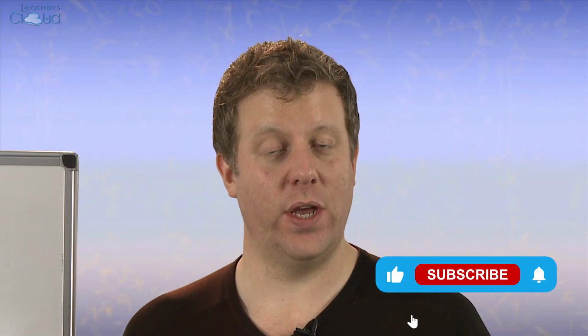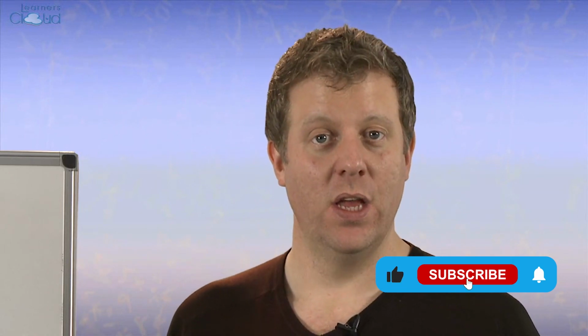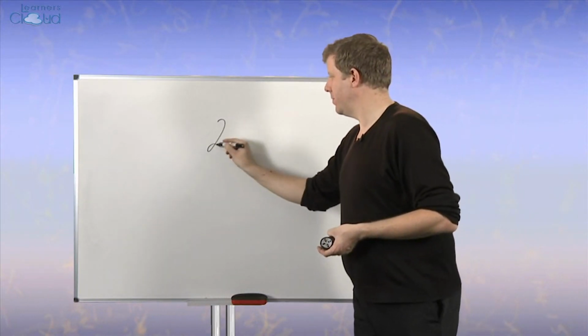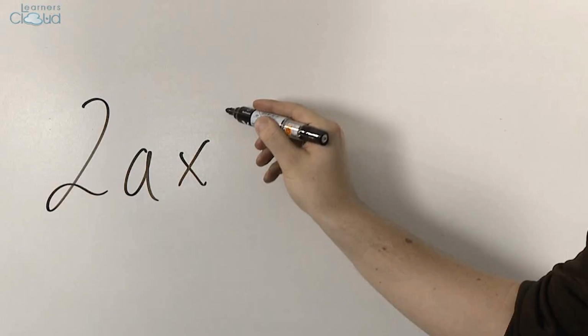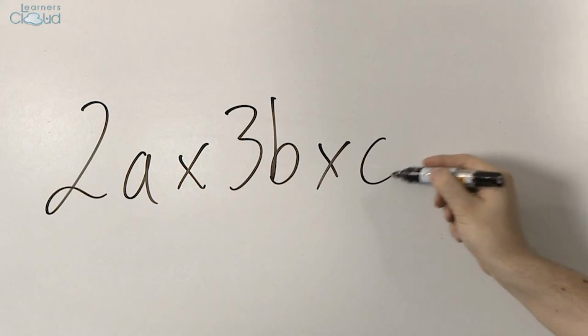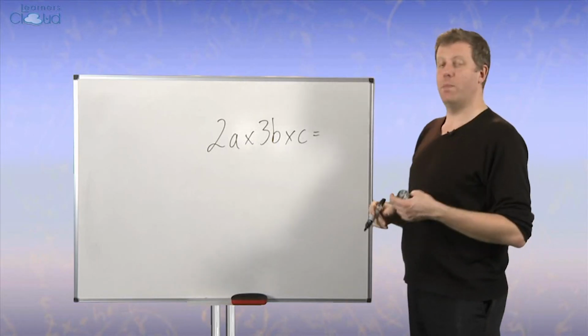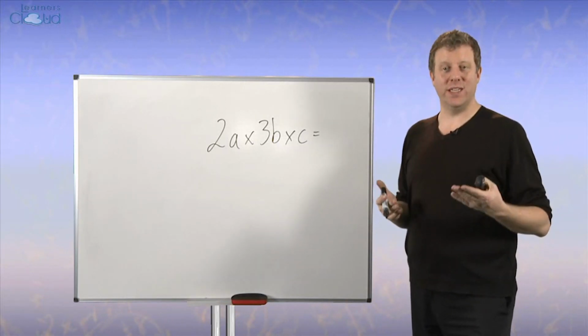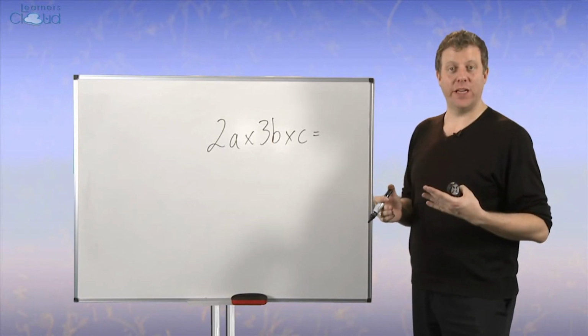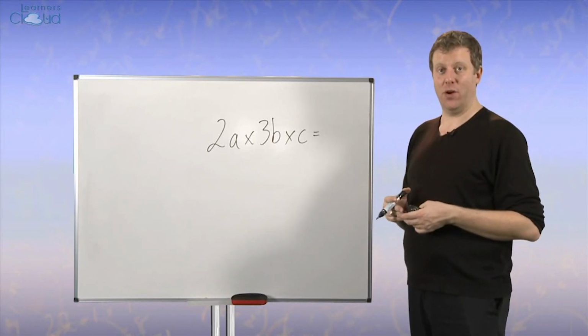So now let's see if we can do some examples on the board together to show how to multiply letters. First up, 2A multiplied by 3B multiplied by C. So remember, the same rules don't apply as with addition. We can multiply different letters together. We just have to make sure we write them correctly in our answer.